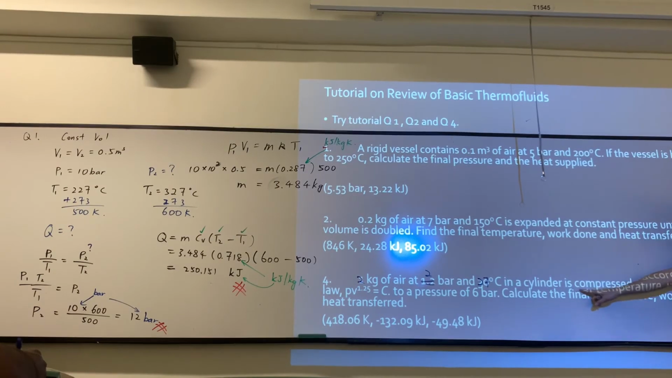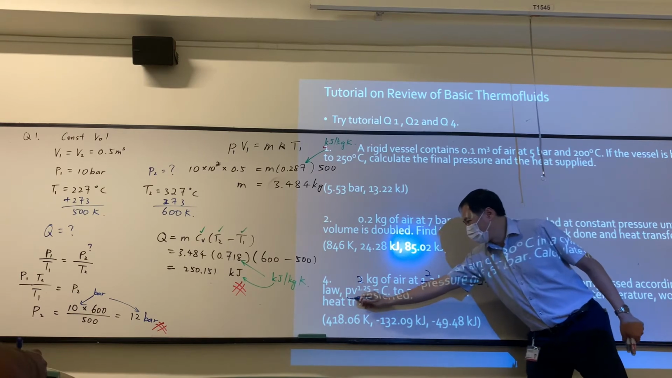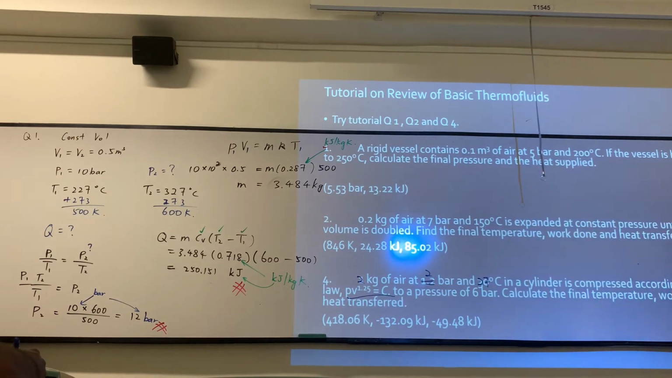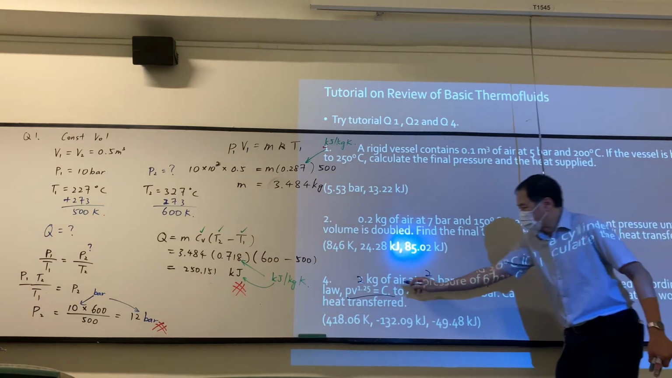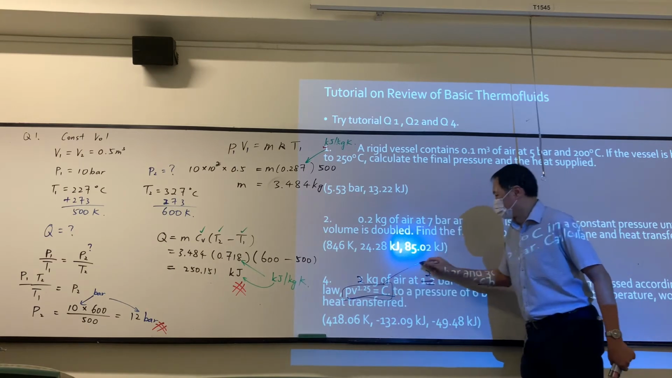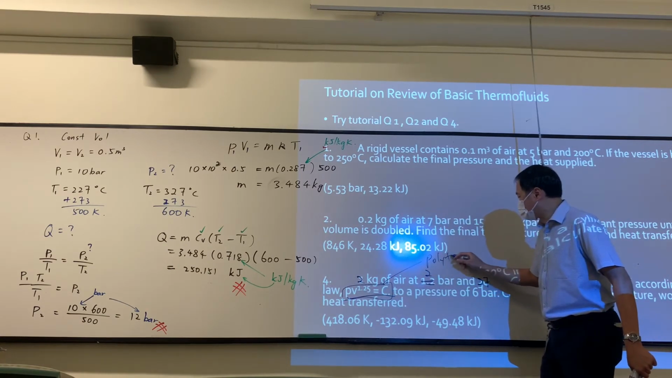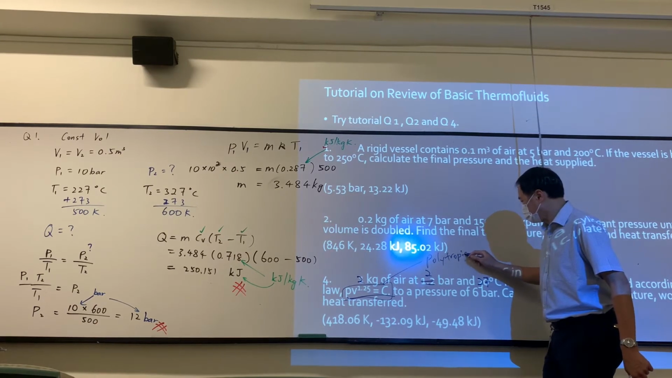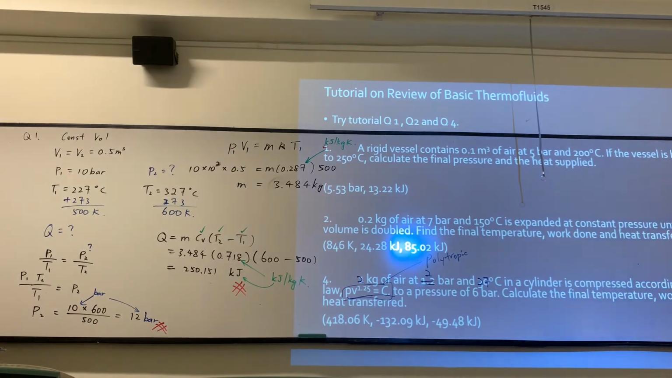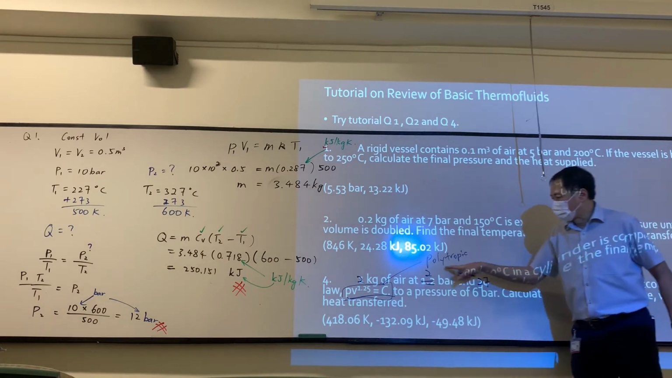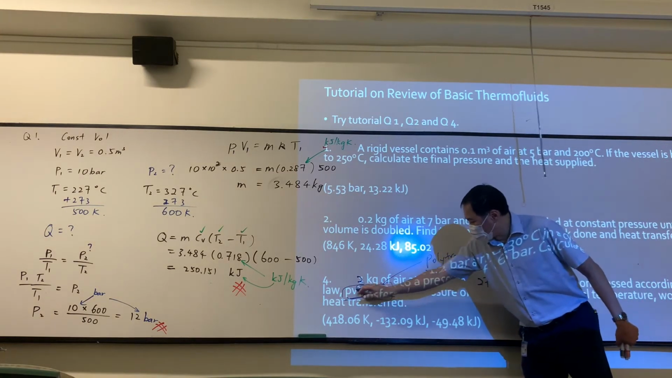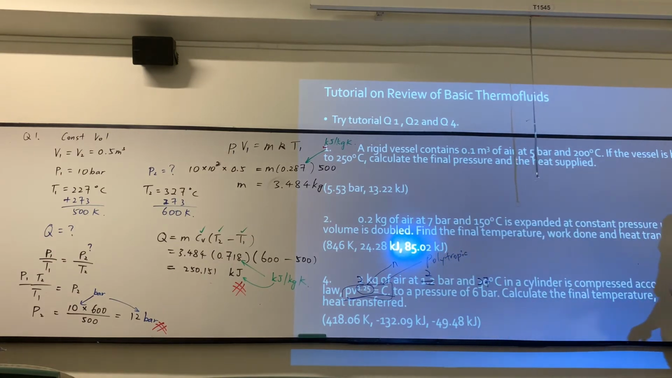In a cylinder, it is compressed according to the law. What law? PV to the power 1.25 equals C. So what does this represent? What does this thing represent? Polytropic process. Okay, when you see an equation described this way, compressed according to the law of PV^1.25 equal to C, then take this as polytropic. And this 1.25, this is the n here.